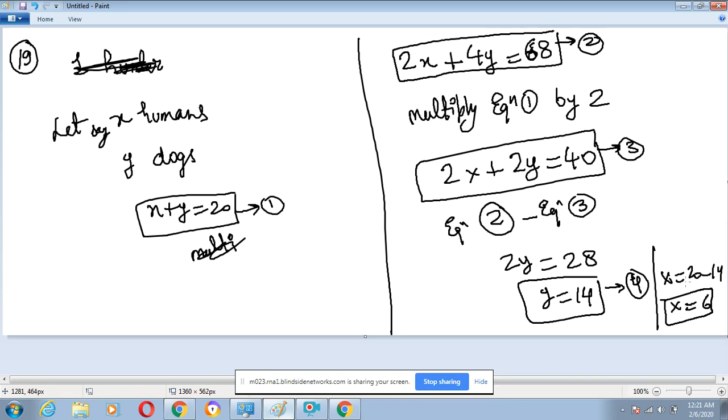I got confused halfway in. Which part did you not understand? How did you get from 2x plus 4y to 2x plus 2y? Oh, no, that is the first equation. 2x plus 4y is the second equation. x plus y equals 20 is the first equation. I multiply the first equation by 2. I have written there, multiplying equation 1 by 2.